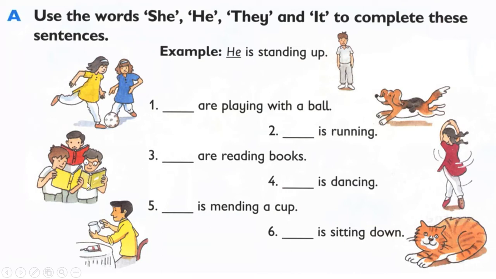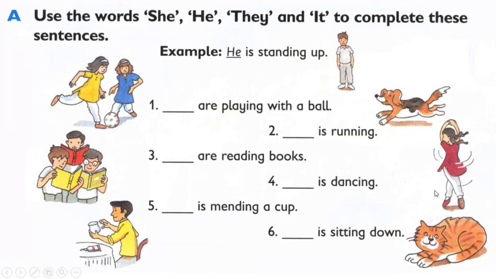Number three, Dash are reading books. Who are reading books? Boys are reading books, and you use they for boys, because it is more than one boy. How many boys? Count. One, two, three. Three boys. So we use they here. They are reading books. Read after me. They are reading books.